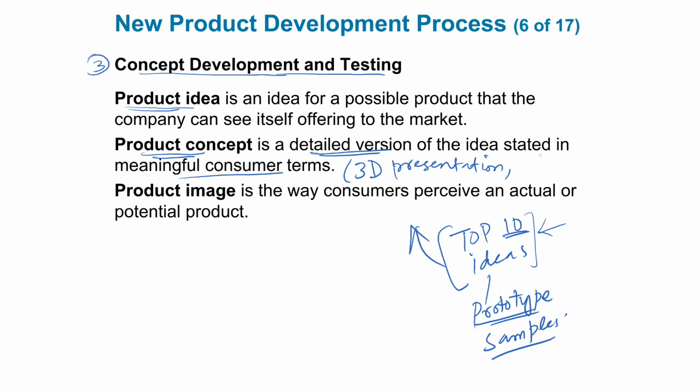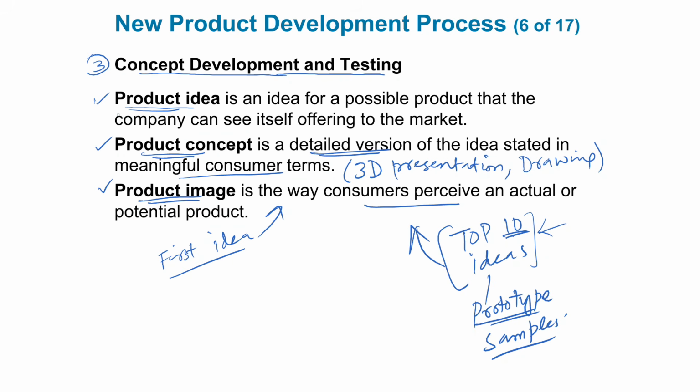It can be in the form of a simple drawing. It can be in the form of just a software. A product image is the way consumers perceive an actual or potential product. So these three things are there where you test that, okay, I'm launching, you choose one, by the way, out of 10, you choose the first idea, and then you go to the process, you check all these three. If it ticks, all these three ticks, then you select the idea.